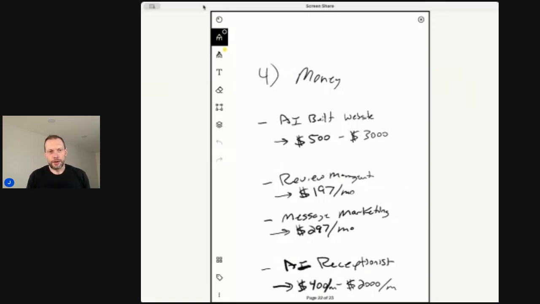So let's just look at that, right? We have the AI built website. I have my pillars. All I did was pick a pillar. In this case, we're going to start with the AI built website, and then I'm going to find a business to offer that pillar.